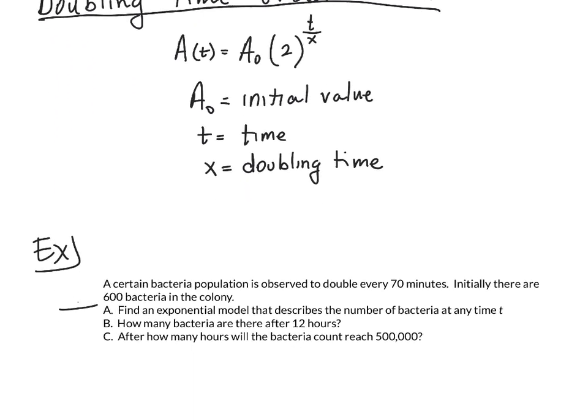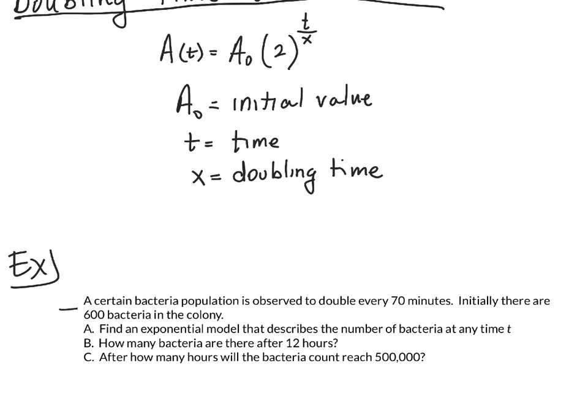A situation that would warrant this model over the relative growth rate model is something like this: we have a bacteria population that doubles every 70 minutes. The count of the bacteria population doubles every 70 minutes. Since we have a doubling time here, it makes more sense to use this doubling time model rather than the relative growth rate model. And we have an initial count of 600.